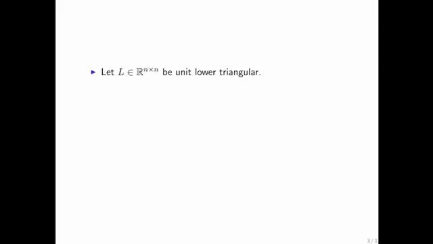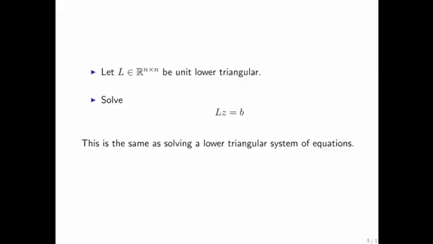Let L be a unit lower triangular matrix. What we want to do is solve LZ equals B, where Z and B are vectors. And this, of course, is the same as solving a lower triangular system of equations, because you can multiply L times Z, and from that create a system of equations. We're going to use the exact same techniques that we used to come up with an algorithm for computing the LU factorization to come up with an algorithm for solving a lower triangular system.